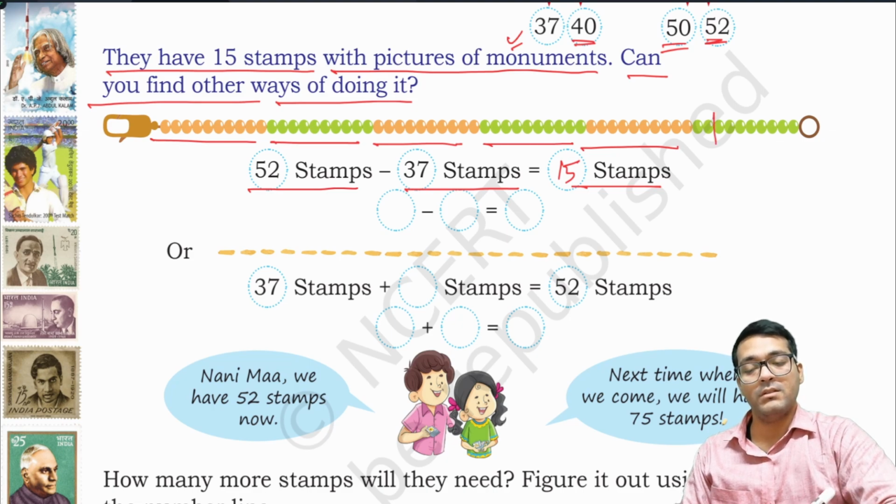And you have to move 37 backward. That means you have to move here. You can do that by moving 10 back, minus 10, and then 1, 2, 3, 4, 5, minus 5. That means you can move 10 in one go and another 5 in one go in the backward direction. That means you have moved 15 in the backward direction. That means 52 minus 37 is equal to 15 stamps.